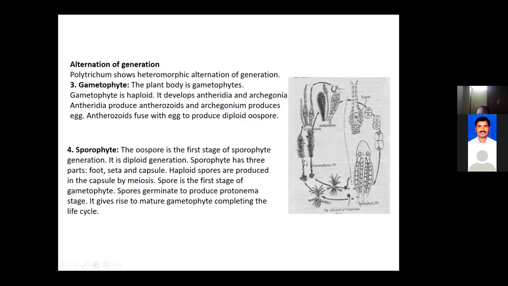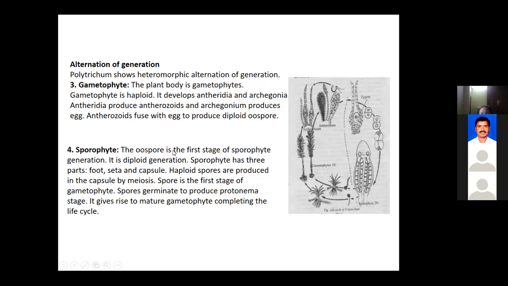This protonema will develop into the adult gametophyte. Nowhere in the bryophytes do you come across this protonemal stage, except in the class Bryopsida. In the Bryopsida class alone, you come across the formation of a protonemal stage developed from the germination of the spores. So in the life cycle of the bryophytes, or Polytrichum, you come across 2 different stages. That's why we call it heteromorphic alternation of generation: the sporophytic generation is completely different from the gametophytic generation.